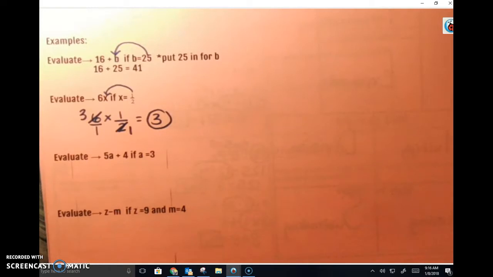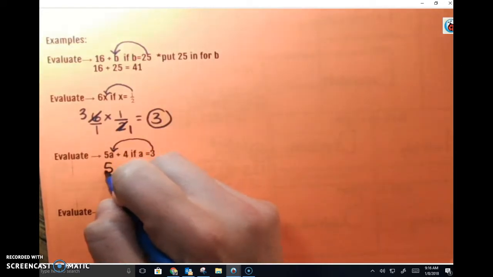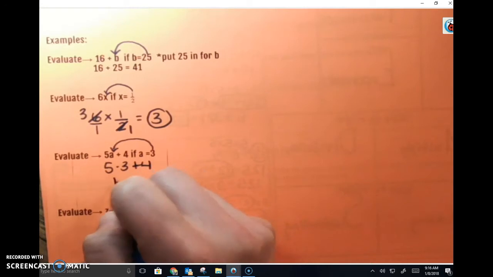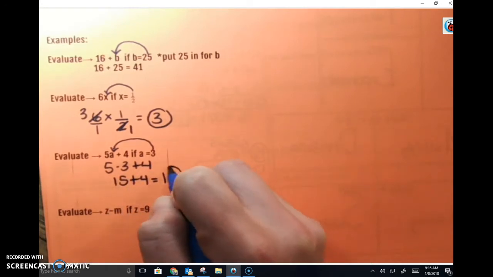I have 5a, that means multiplication, plus 4 if a equals 3. So we're going to put 3 in for a. 5 times 3 plus 4. So we get 15 plus 4 equals 19.